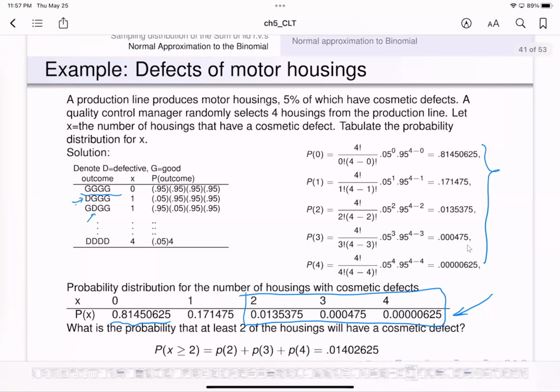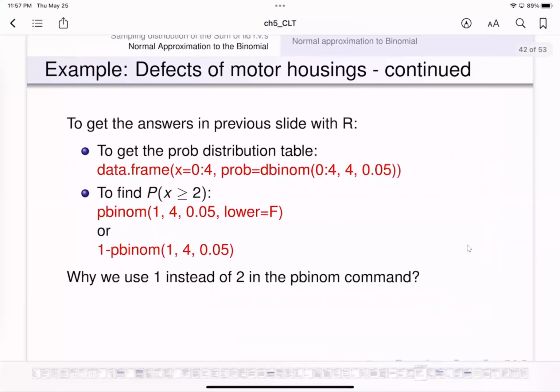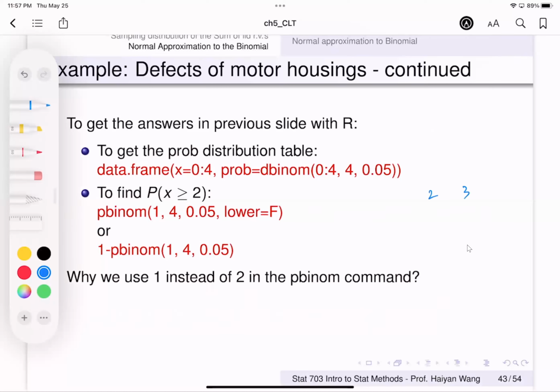For this computation, we do not have to manually compute. Instead, we can compute in R directly. Probability of X greater or equal to 2. That means it contains the 2, the 3, the 4. Since we have the number of trials equal to 4, possible outcomes are those 2, 3, and 4. That's what we want. So we basically rule out the ones below 2. So we use 1 minus the probability of X less than 2. And for the less than 2, that's either the 0 or the 1.